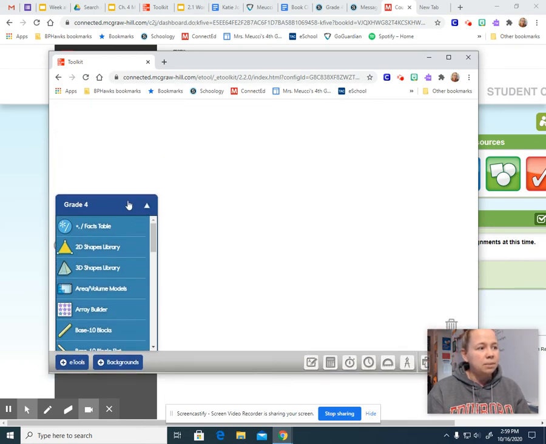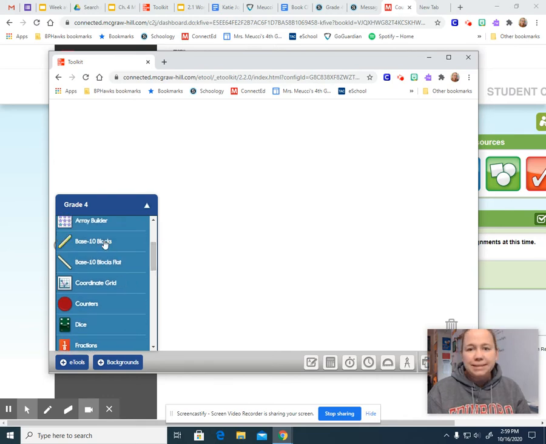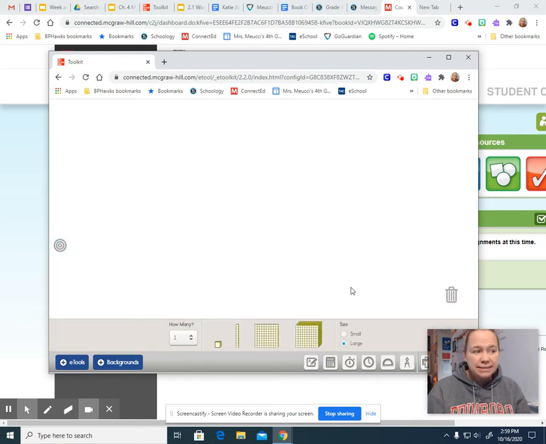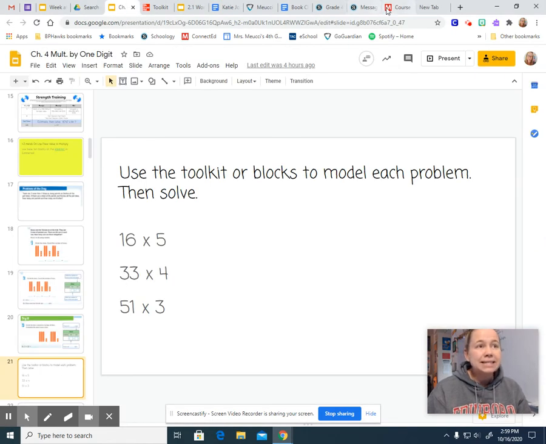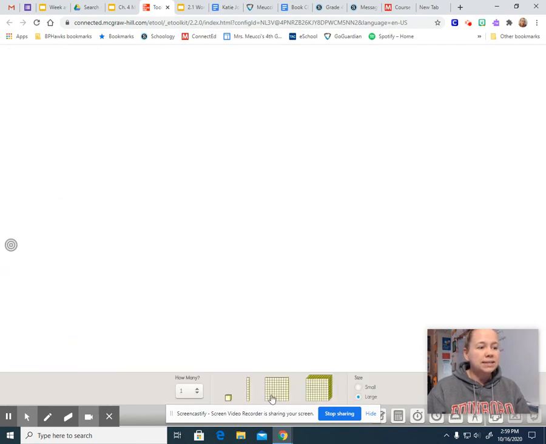Let me make this a little bit bigger. And I'm looking for, oh, there we go, base 10 blocks. Okay, so base 10 blocks. What was my question over here? Oh, 16 times 5. So I'm in my toolkit, got my base 10 blocks, 16 times 5. So let's do 16. There's 1. And let me see, I want to do 5.